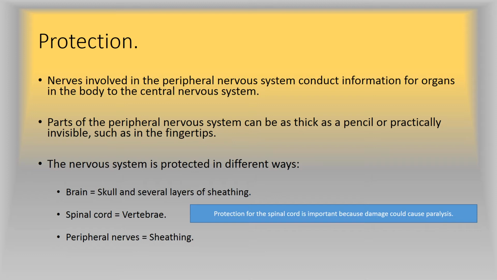The nervous system is also protected in different ways. For the brain, we have the skull, and there are also several layers of sheathing which protect our brain. The spinal cord is protected by our vertebrae, so your spinal cord has bone around it that protects these nerves. Protection for the spinal cord is obviously important, because damage could cause paralysis. When somebody has a broken spinal cord or damage to their spinal cord, this can cause paralysis. And even the peripheral nerves have sheathing as well to protect them.